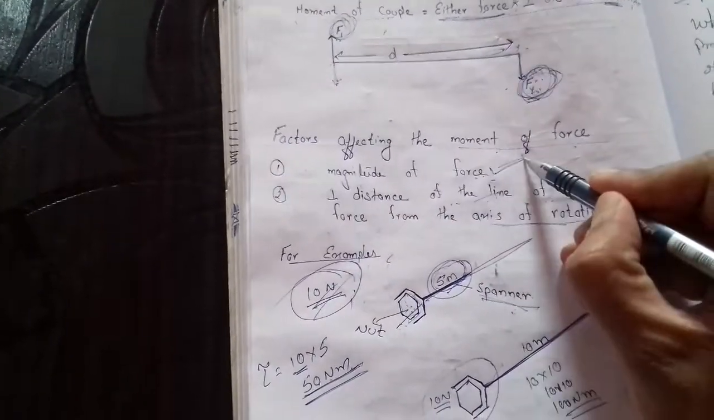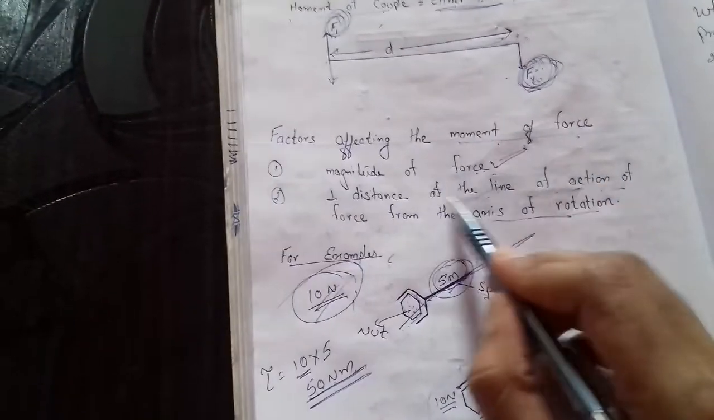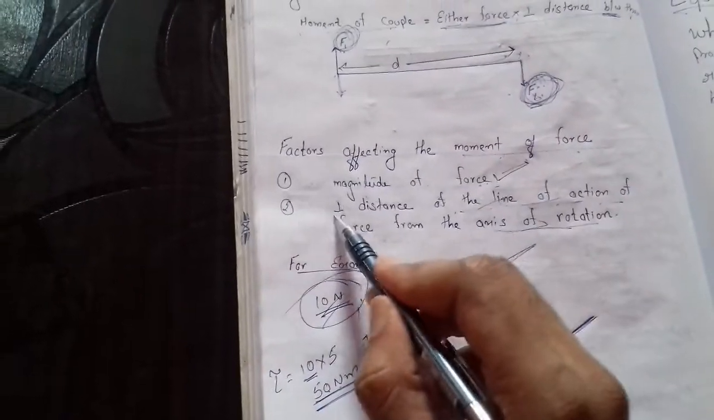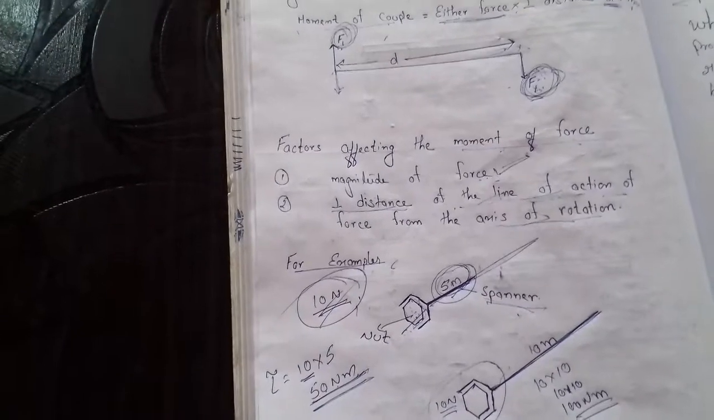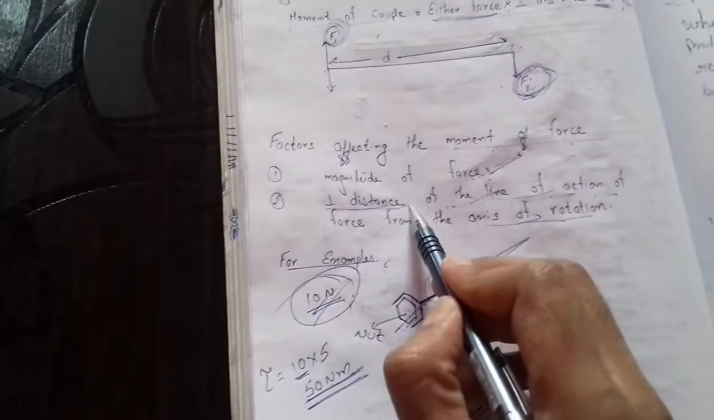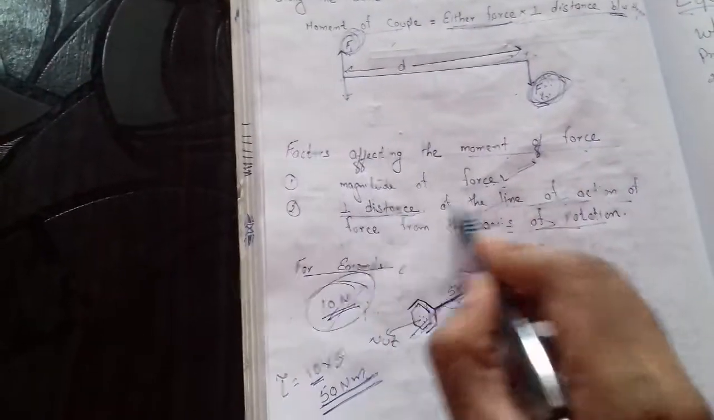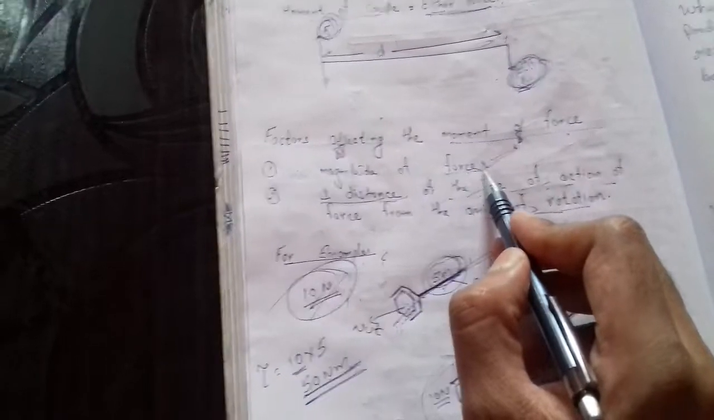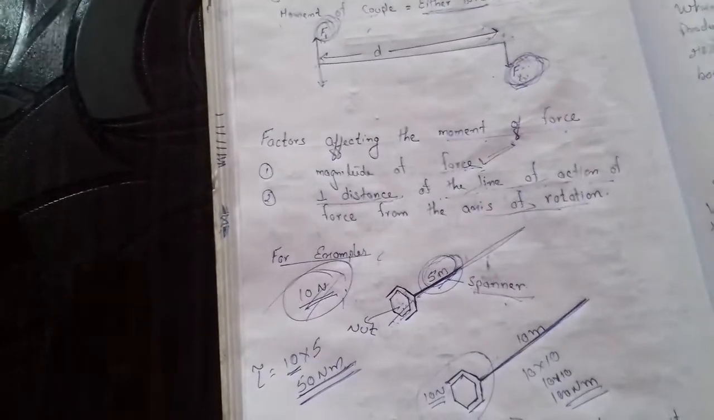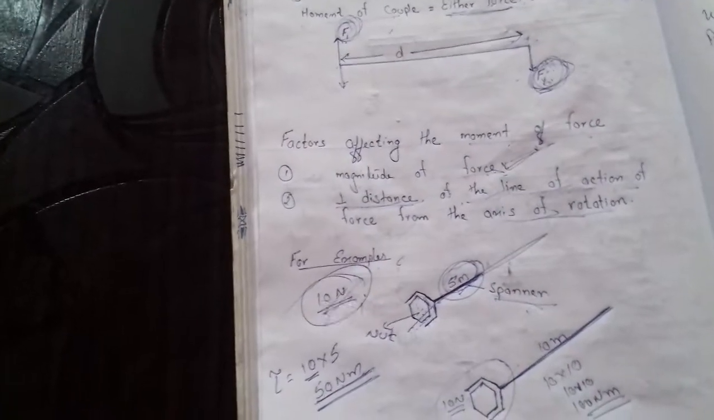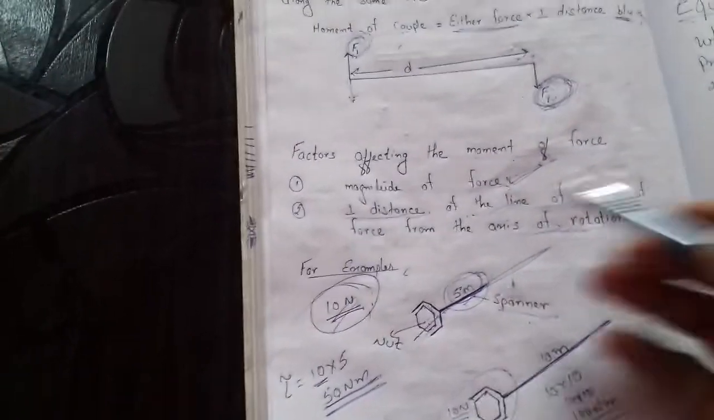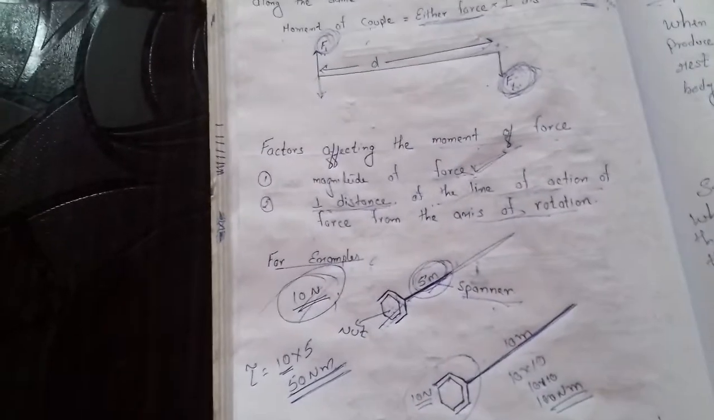If we keep the force constant, then we have to increase the perpendicular distance in order to increase the torque. Or if we are unable to increase the perpendicular distance, then definitely we have to increase the magnitude of force. Two conditions are there in front of us. Either we can increase the force if the conditions are suitable for us, or we have to increase the perpendicular distance.